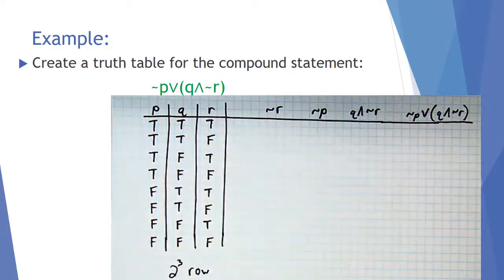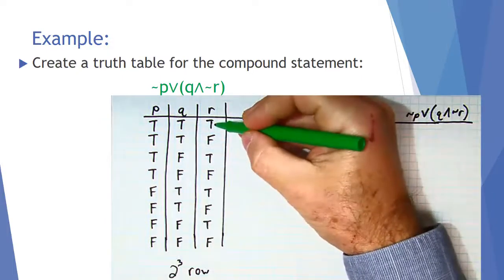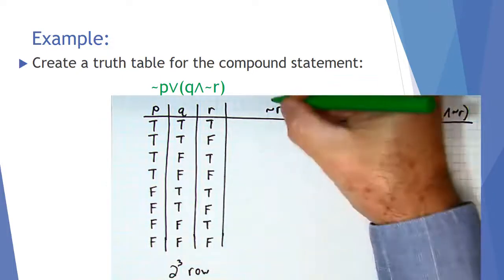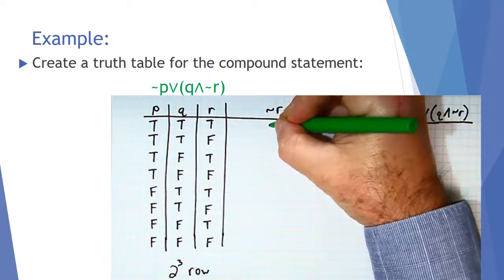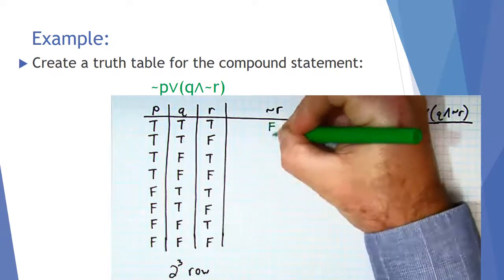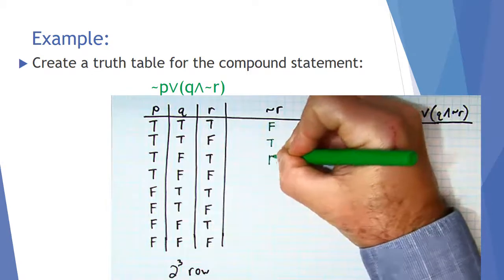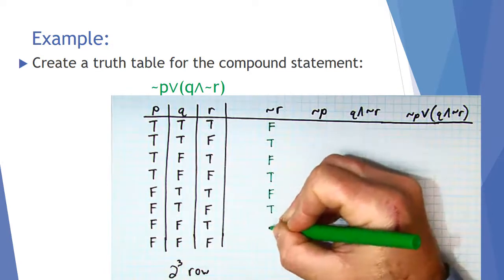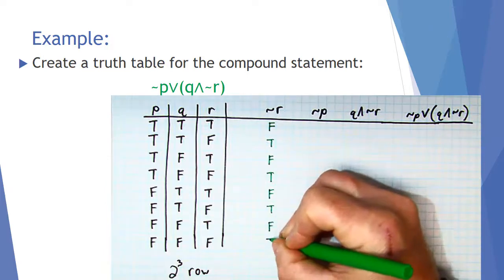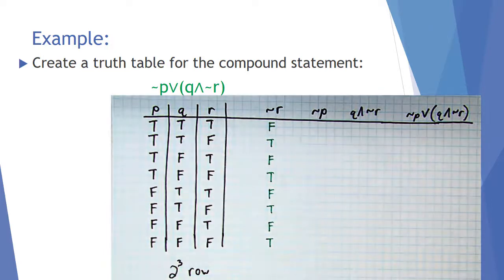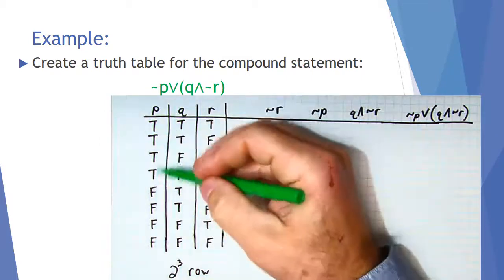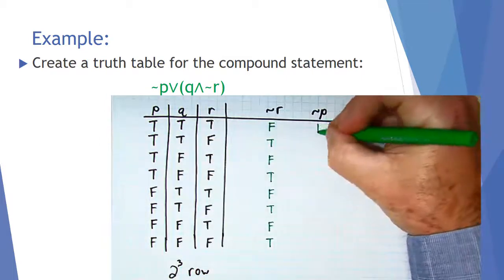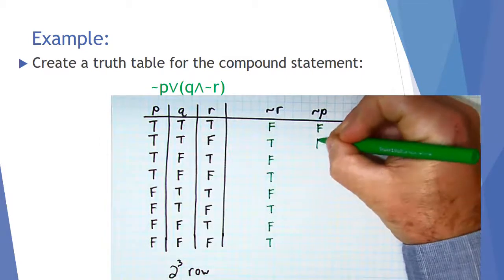First of all, the negation of R, well, that's going to change all these trues to falses and falses to trues. So we're going to have false, true, false, true, false, true, and false, true. The negation of P will do the same thing. The 4 trues become falses, and vice versa.